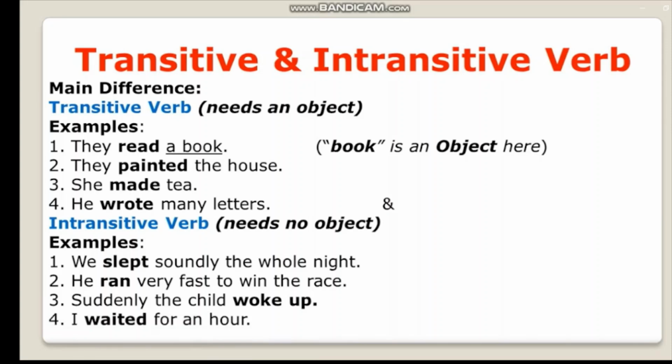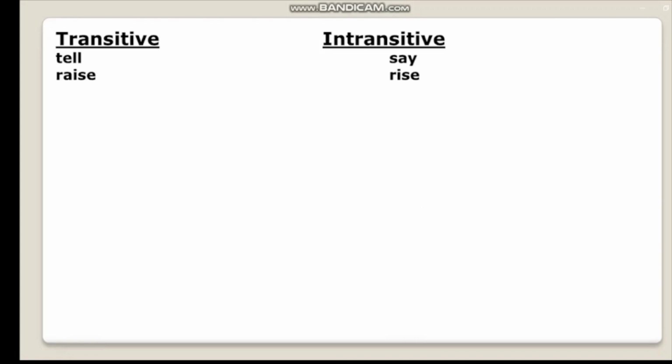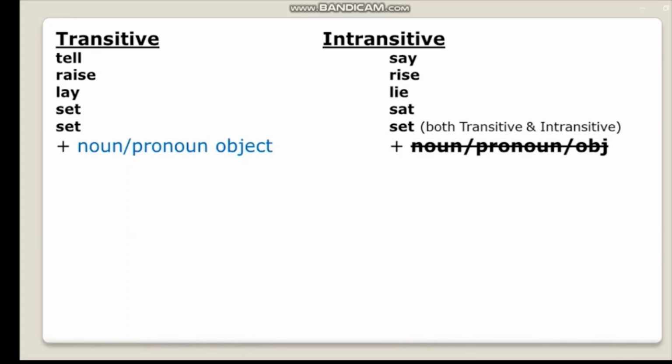अब कुछ और एग्जाम्पल देखते हैं ट्रांजिटिव और इंट्रांजिटिव की। Tell transitive, ask transitive, say intransitive, raise transitive, rise intransitive, lay transitive, lie intransitive, set and sit. Set can be used as transitive as well as intransitive. So transitive sentences need a noun, pronoun or object, but intransitive needs no object.